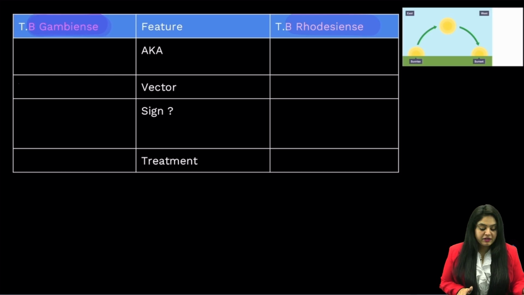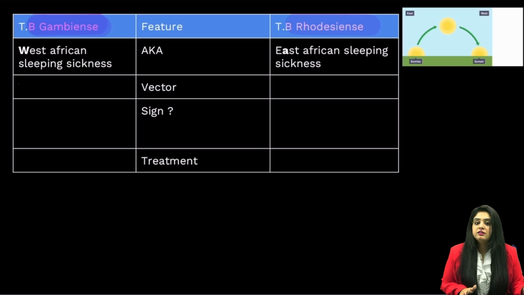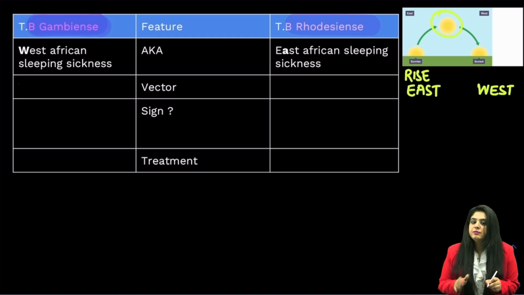So let's get going. When we have Trypanosoma brucei gambiense and rhodesiense, you know what do they cause? They cause sleeping sickness. So the question is, where is East African and where is West African? So I have a simple mnemonic. You'll think of the sun. Where does the sun rise? The sun rises in the east. And where does the sun set? Set means game over. Where is game over? It's going to be in the west.